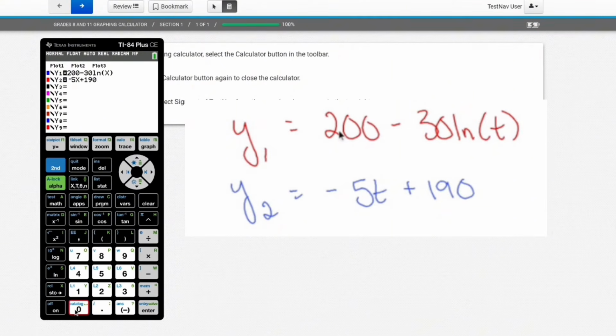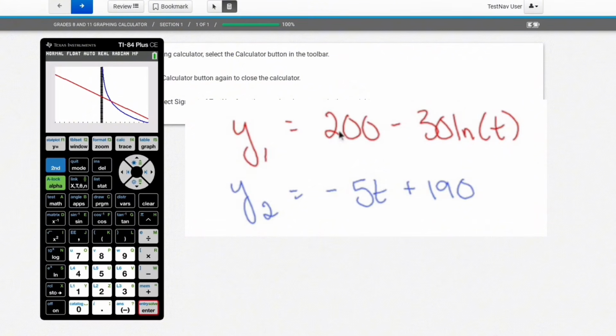Now, since we have a 200 floating around in y sub 1 and a 190 floating around, those are y-intercepts, so I'm not going to hit graph and expect to see anything. Whenever I don't see anything, something that usually works is zoom fit: I scroll up to 0, or just hit 0, and hit enter.